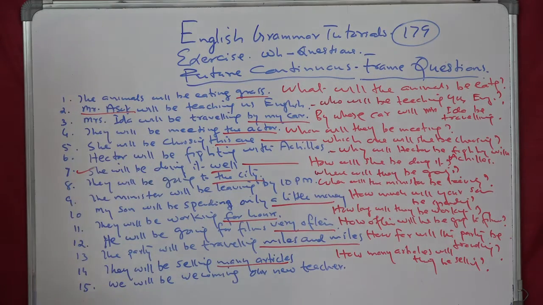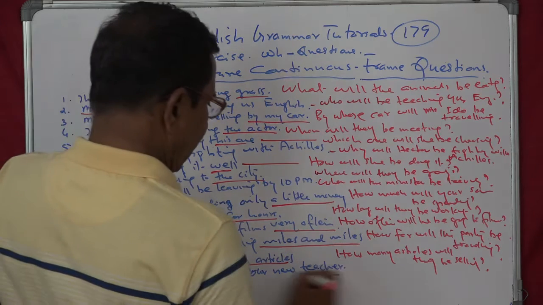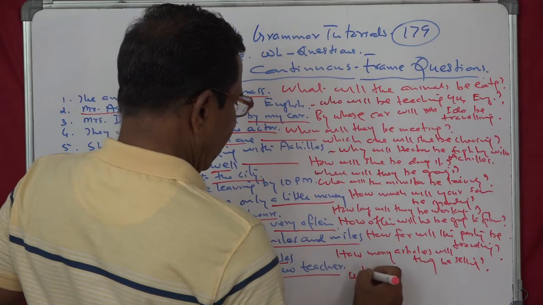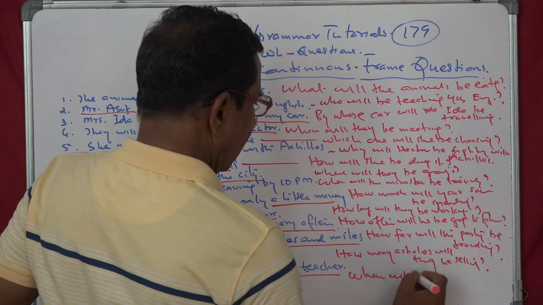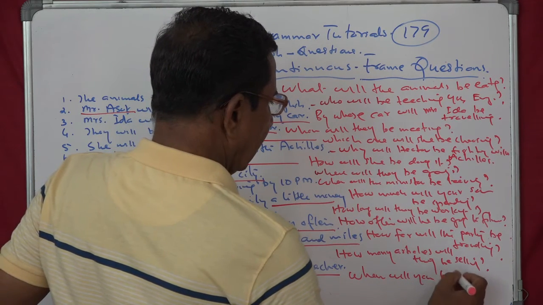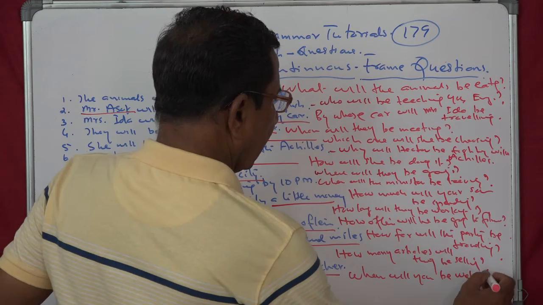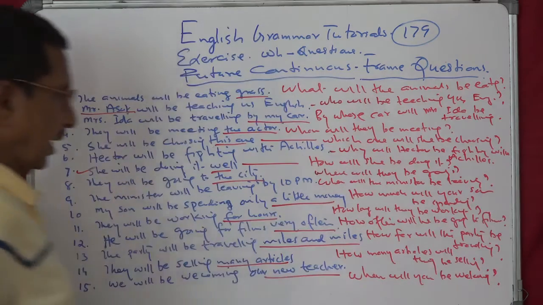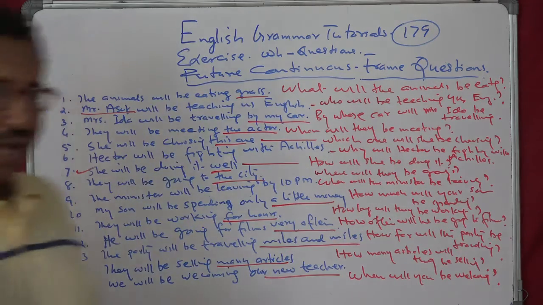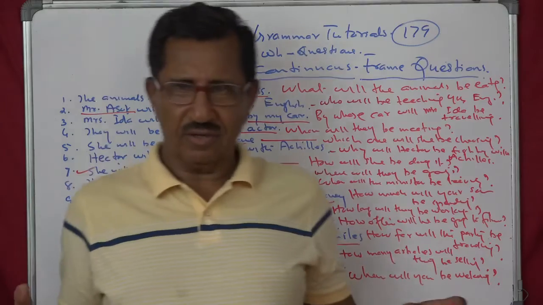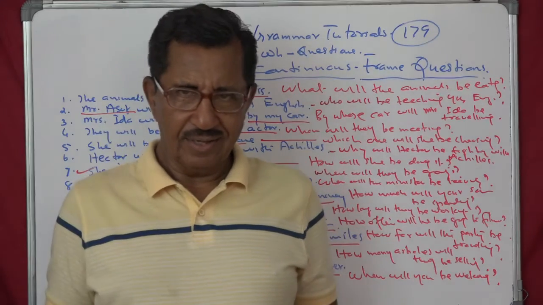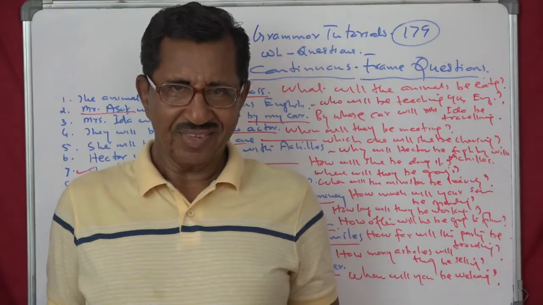And the last one, we will be welcoming our new teacher. Whom will you be welcoming? Whom? Our teacher. So, whom will you be welcoming? That's it. Okay? So I have used all the 14 question words plus one repeated, that is whom. Clear, I think.